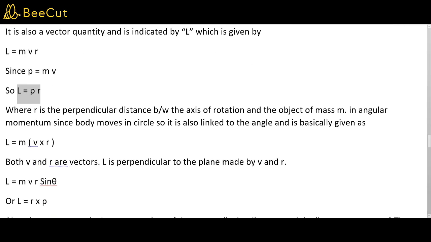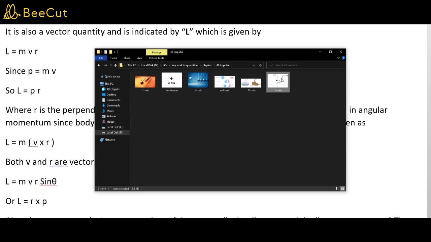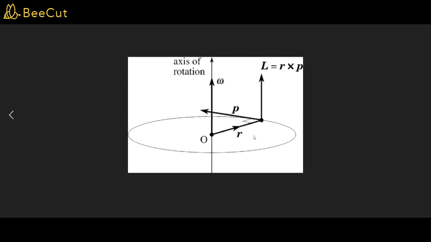Now what is r actually? Let me show you from this diagram. You see the object is displaced from the origin at some distance r. The axis that is passing through the origin is the axis of rotation, and the object is far away from it. So L is given by the cross product of the distance and the linear momentum. That is clear from here, right?